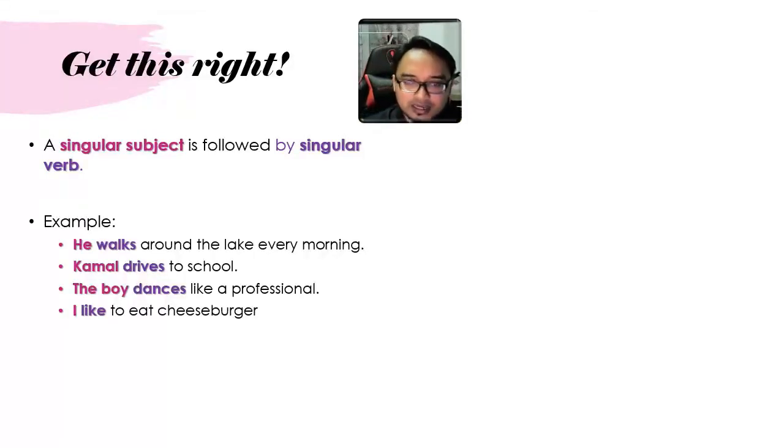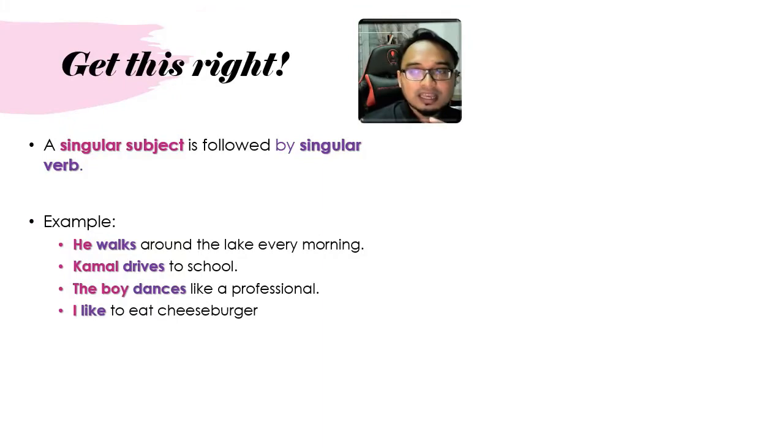Okay, next one. I like to eat cheeseburger. I refers to one subject, a single subject. And then it's followed by the verb like. Okay, like here is not a singular verb. I'm sorry, it's supposed to be in another color. So like here is a plural verb. Why? Because there is an exception for I and you in a sentence. Okay, I and you still refer to a singular subject, meaning one subject, but they must follow the plural form of the verb, meaning the verb does not have an s at the end.